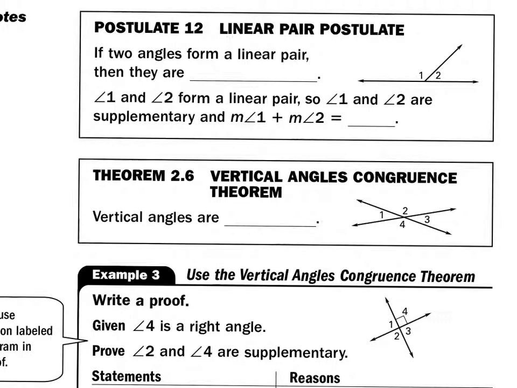Okay, postulate 12. If two angles form a linear pair, then they are supplementary. Angles 1 and 2 form a linear pair, so angles 1 and 2 are supplementary, and the measure of angle 1 plus the measure of angle 2 is, now remember, anytime that we use a little m, we're going back to numbers, so we know that's 180 degrees. Then theorem 2.6, vertical angle congruence. Vertical angles are congruent.